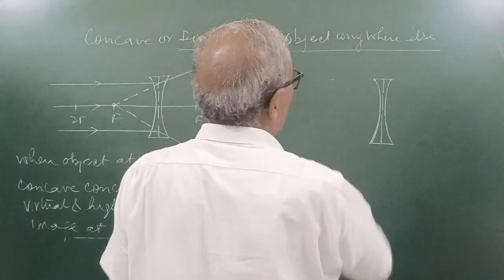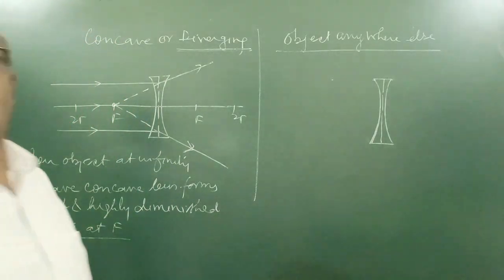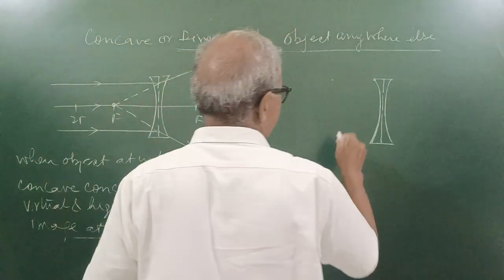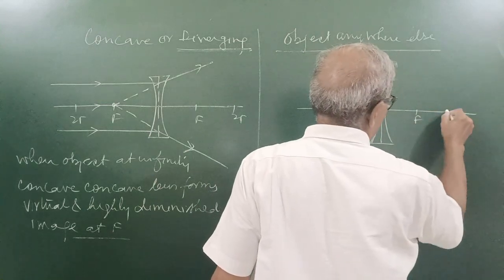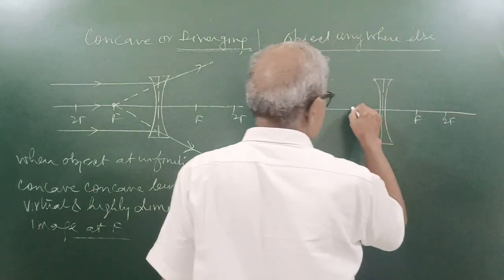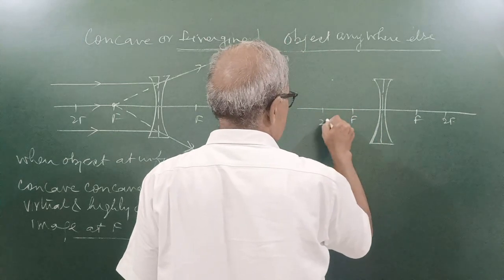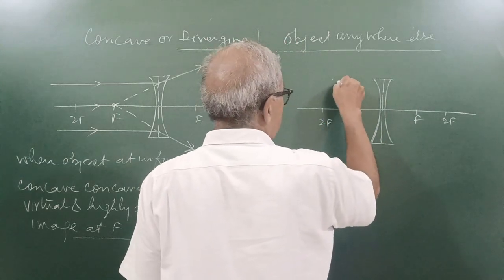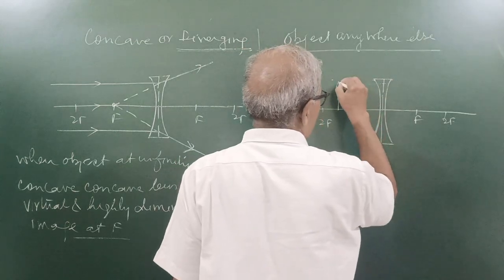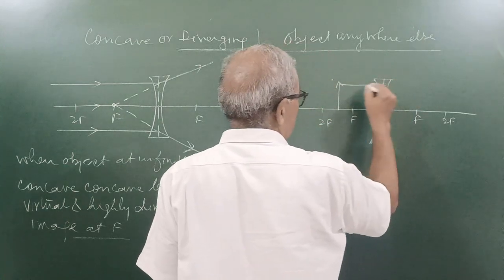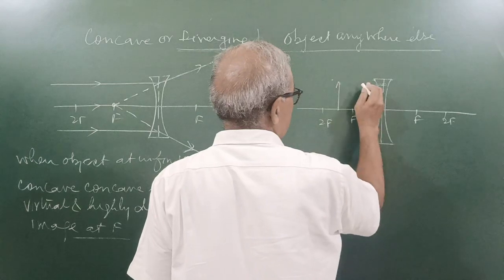I have written object anywhere else, कहीं भी हो, अदर इंफिनिटी हो जाएगा. F to F. Suppose I put it here, then ray parallel. भाई बॉडी परेशान करता है.